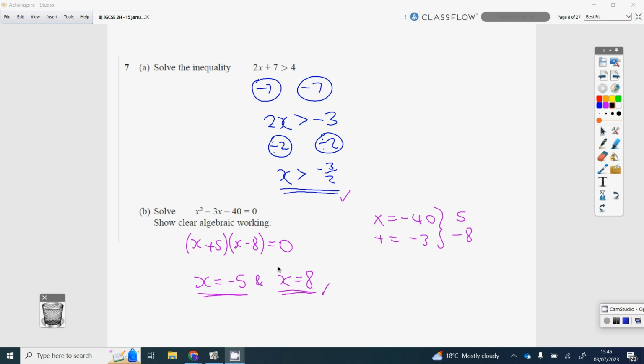Now, our second solution comes from what value of x makes the second bracket zero? Well, that's going to be x being 8, 8 minus 8 being 0. Because then again, the second bracket will be 0, and 0 times whatever's in the first bracket will be 0. So our two solutions are x equals minus 5 and x equals 8.